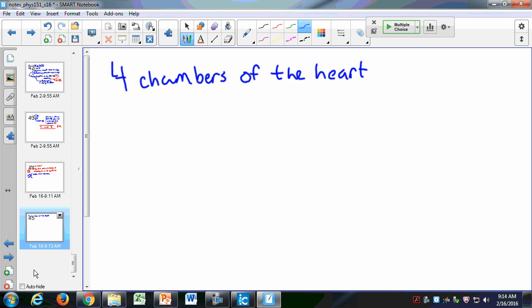You don't need to know all the valves, but you do need to know the four chambers of the heart: the left and right ventricle, the left and right atrium, and then also the vena cava. Be able to identify that on a figure, and be able to identify the aorta. Okay? So you have four chambers of the heart, the left and right atrium.